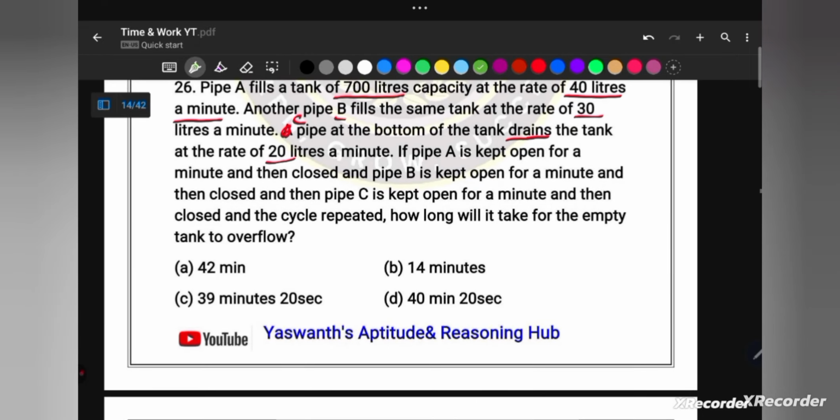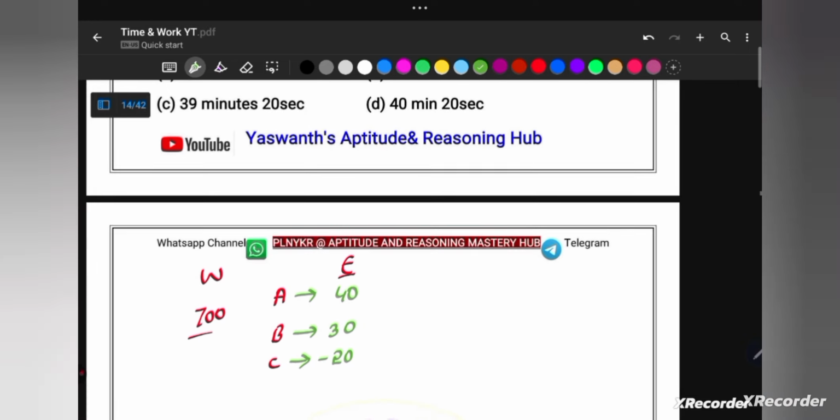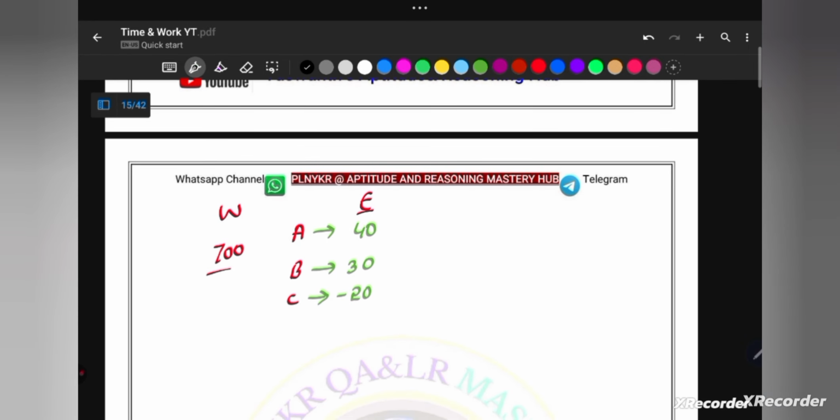Now, the question is, pipe A is kept open for 1 minute, so they are opening alternately every minute. For example here clearly, in the first minute A will be open, then it is closed. In the second minute B will be open and closed. In the third minute C will be open and closed. After 3 minutes, what is the effective work done? 40 plus 30, 70 minus 20, it will be 50 units of work done. So after completing 3 minutes, the work done is 50 units.